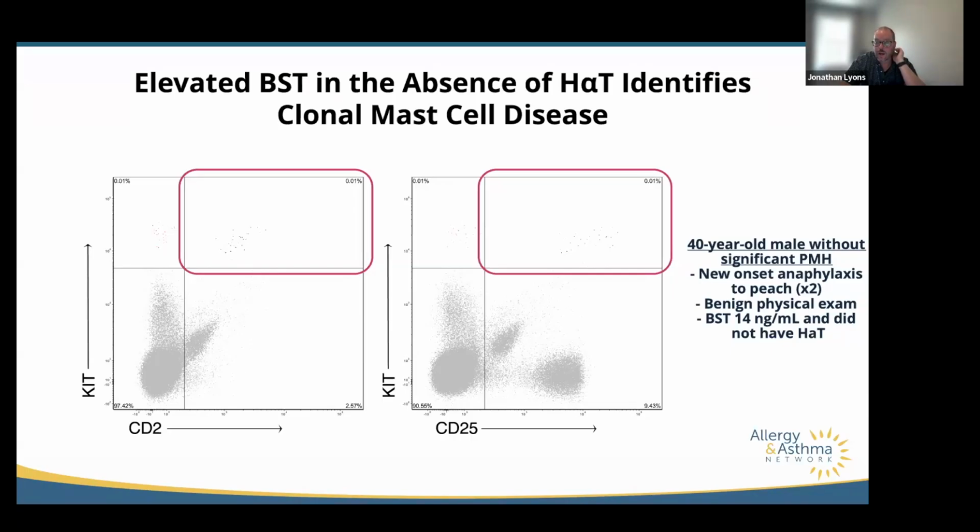His exam was benign. He didn't have any hepatosplenomegaly. He didn't have any skin lesions. And so we measured a tryptase and it was 14, and he didn't have HAT. So we performed a bone marrow, and this is an aspirate from his bone marrow. And what you can see here are KIT positive cells on flow cytometry.